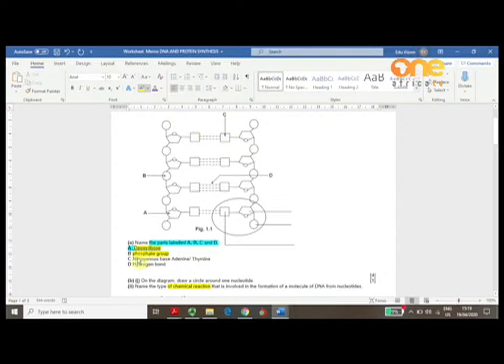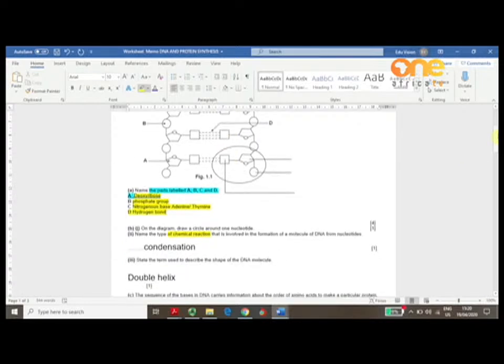C will be a nitrogenous base, and I will guess that it is either adenine or thymine, because adenine and thymine are bonded by 2 hydrogen bonds. And then D, the bond will be a hydrogen bond that we will have between those 2 bases, and those 2 bases will be one cytosine, the other one adenine. It will be difficult to decide which one is which.